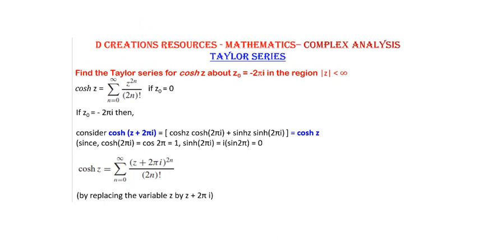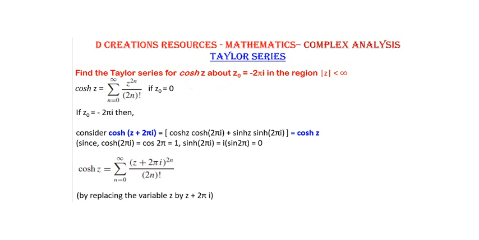We are solving different problems in mathematics, especially complex analysis, and in the last few episodes we've been talking about Taylor series. So the question is: find the Taylor series for cos z about z0 equal to minus 2 pi i in the region mod z less than infinity.